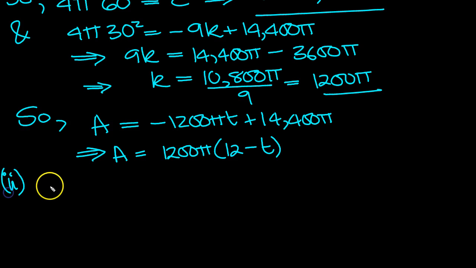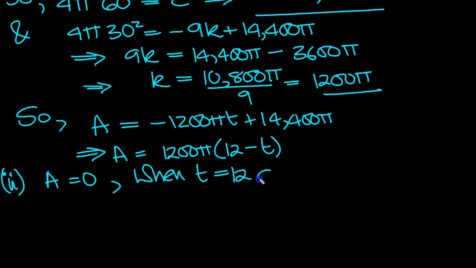Part 2, A equals naught, which is when it melts, when t will equal, we'll put 12 in, 12 days. And you get 0 surface area, which is what it takes for the snowball to melt completely.